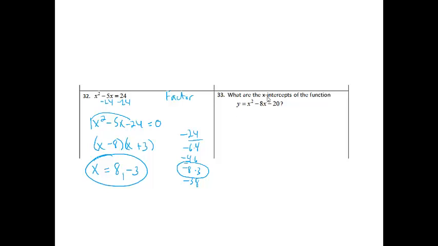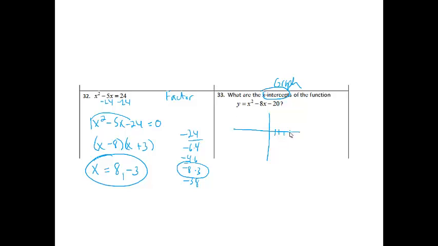Okay, the next one, since it says, what are the x-intercepts of the function y equals x squared minus 8x minus 20? Since it's actually asking me for x-intercepts, I think it will probably be easiest to graph this one. So I'm going to go ahead and graph this one. And if I graph it, let's see here.